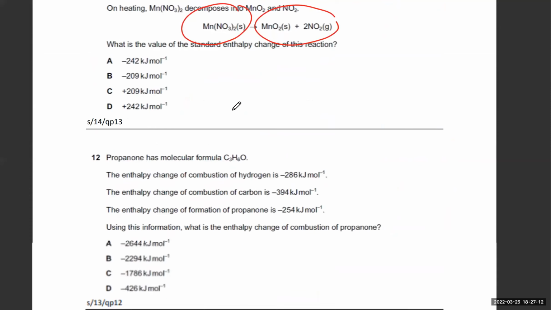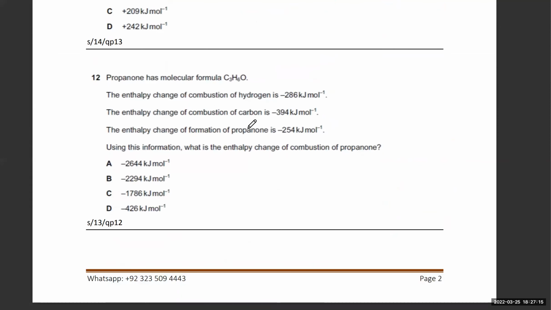Yes, sir. This one, I think, actually, is kind of a tricky question because what they'll do is, what is the enthalpy change of combustion of propanone? That's C3H6O.